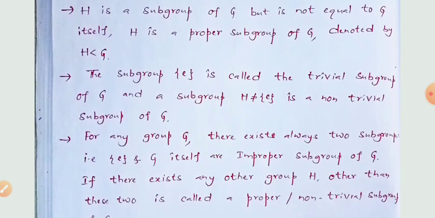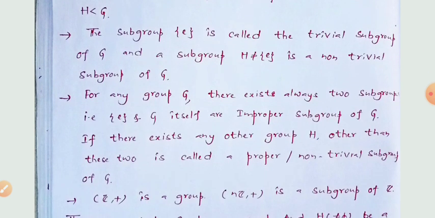The set {E} is called the trivial subgroup of G, and a subgroup H not equal to {E} is a non-trivial subgroup of G. Here the subgroup is the identity element; this identity element set is called the trivial subgroup of G. When H is not equal to this identity set, then H is called a non-trivial subgroup of G.